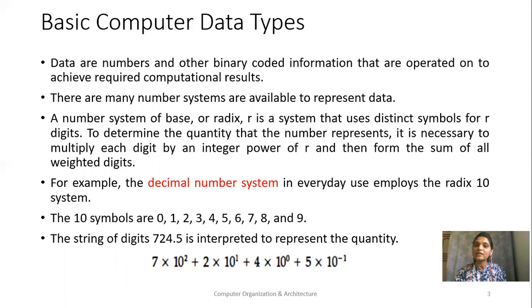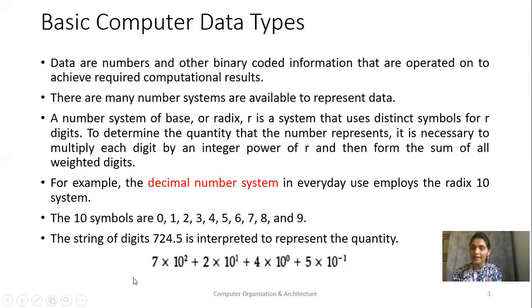Similarly, if we want to represent this number in the form of its base and its power equivalent form, then for this 7 we have to multiply by its position power. It is at position 2 and as we are using decimal number system, the power will be 10 raised to 2. For 2, it is at position 1, so power will be 10 raised to 1. For 4, 10 raised to 0, and for 5, 10 raised to -1 according to its position.